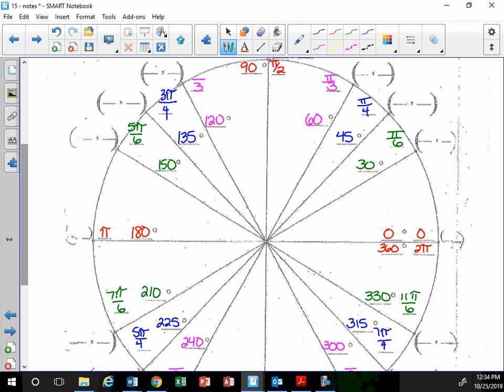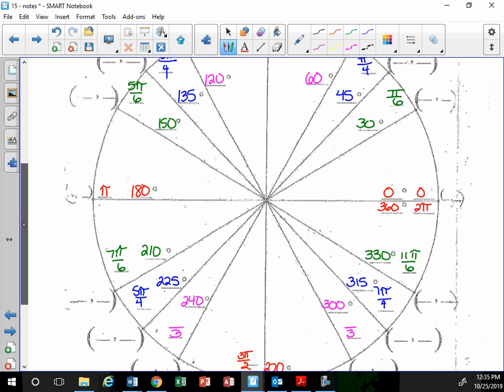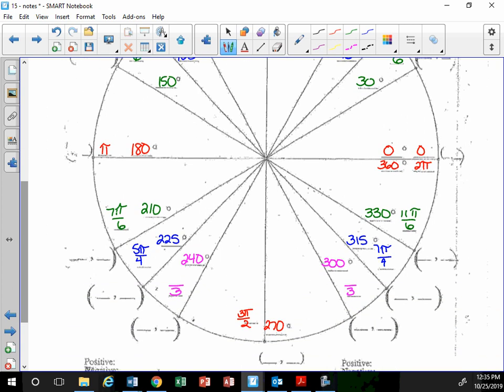So what will the second quadrant be? 2 pi over 3. What about third quadrant? Yes. And then your fourth quadrant one.